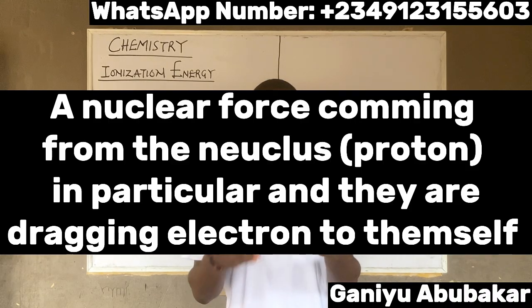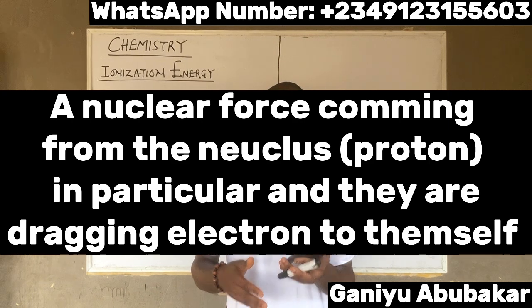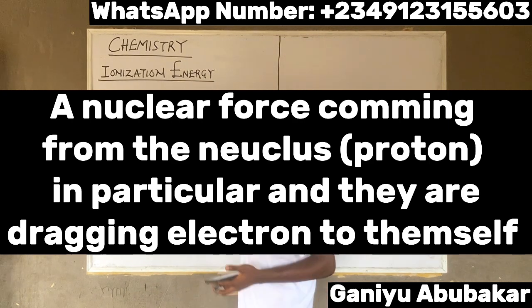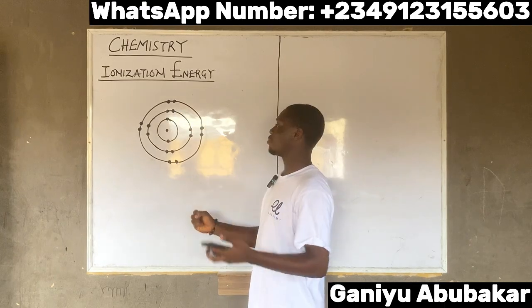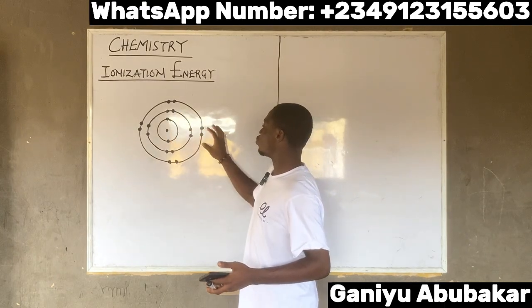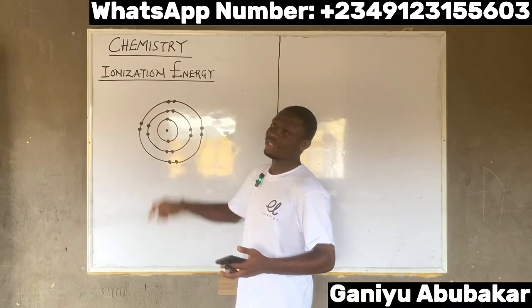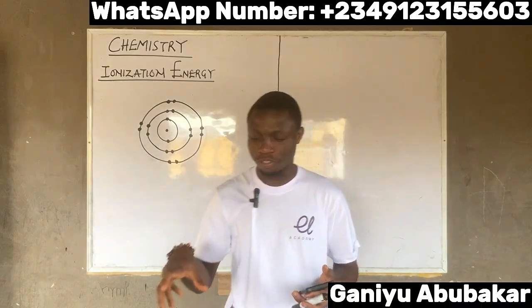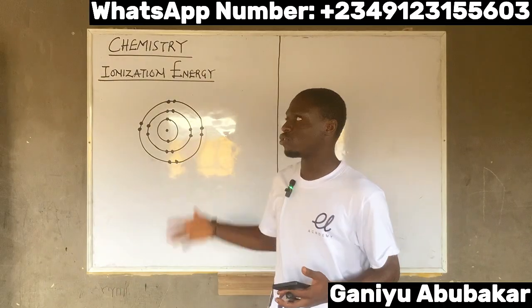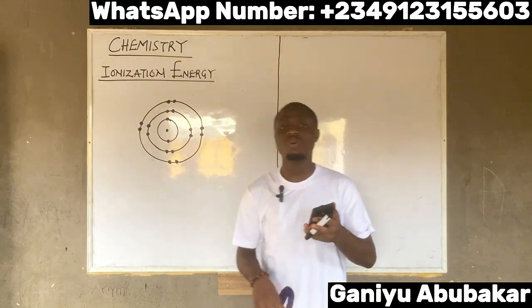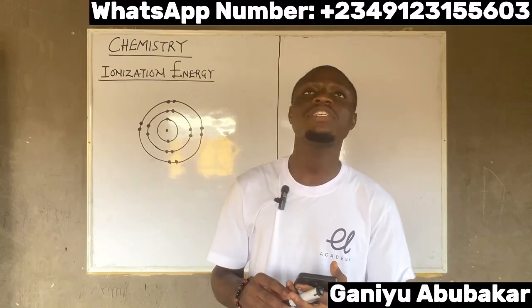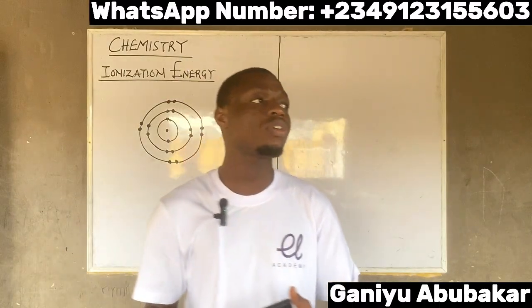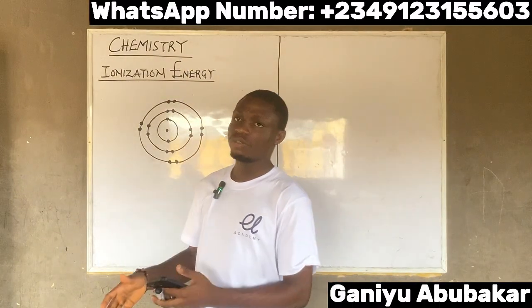So the nuclear force comes from the nucleus, which is the protons, right? These protons drag electrons to themselves. The nucleus's goal is to drag all these electrons to themselves. That's your first force that acts in an atom. The second force is called the screening effect, or you call it the shielding effect, right?